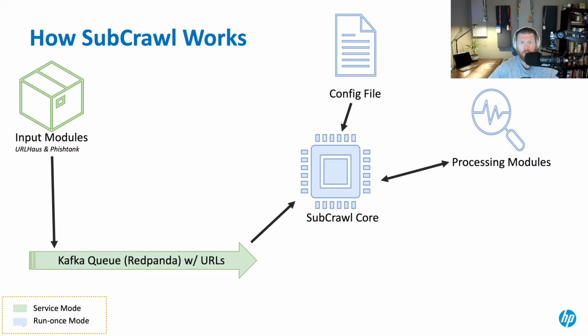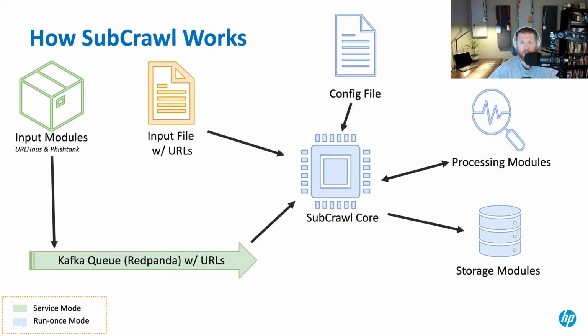As the engine is scraping URLs, if content is determined to be a file type, it is processed by all loaded processing modules, such as the YARA processing or payload processing modules. A batch size variable determines how often results are handed off to the storage modules, which are called when either no further URLs are left to scrape or the batch size is reached. In run once mode, the only difference is that input URLs are fed to the engine by a file instead of by the service mode input modules.